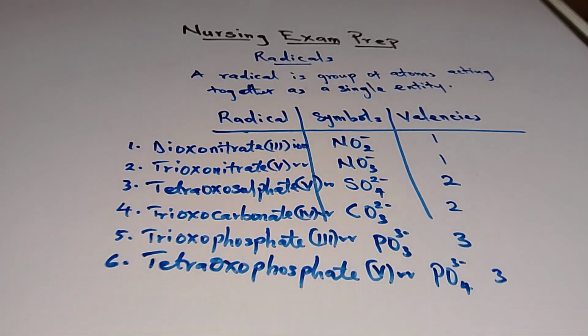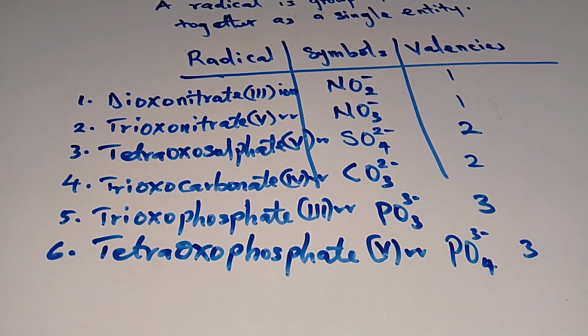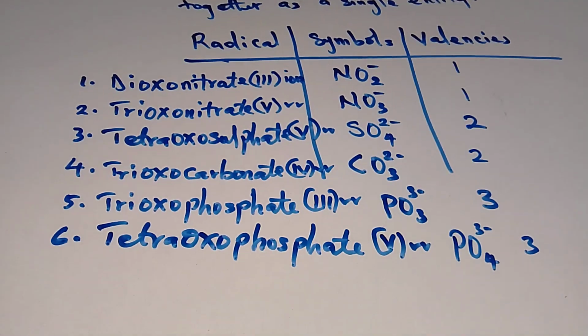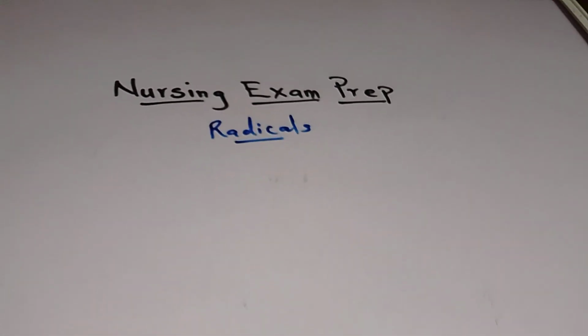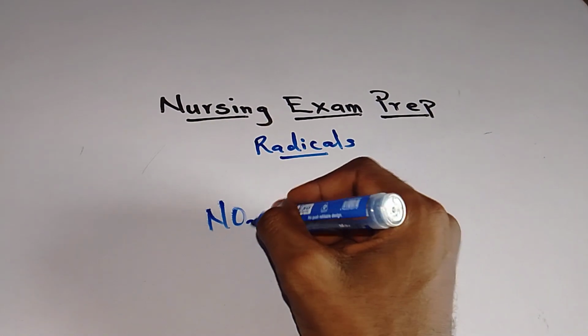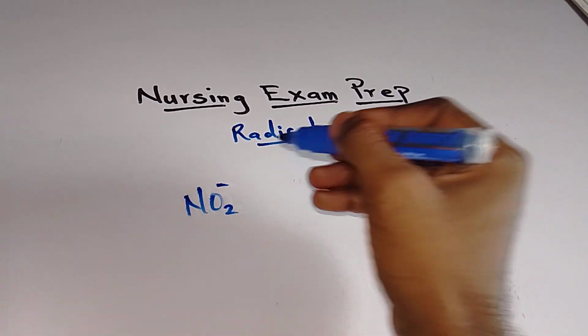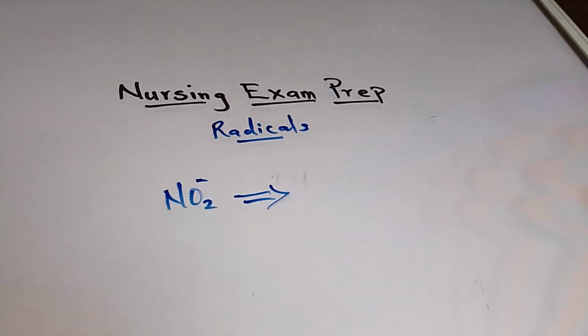Now the next thing I'm going to take you through is how to find the valency of a radical. So I'm going to wipe this off. How do you find the valency of a radical? I'm going to make it very precise. Let's look at this radical NO2. How do you find the valency of this radical?